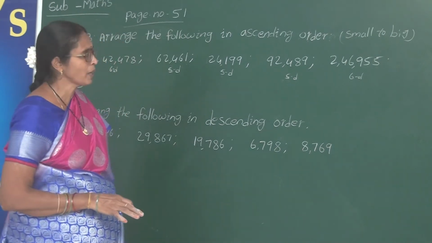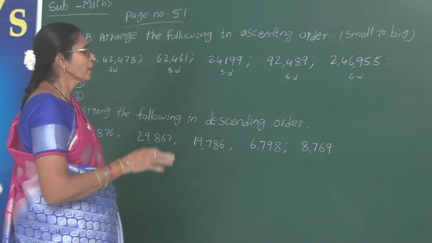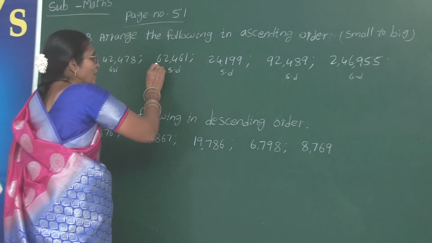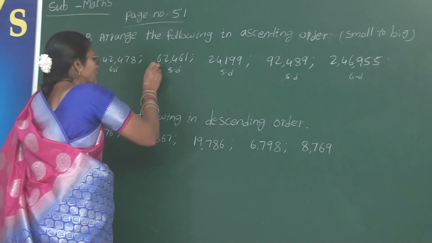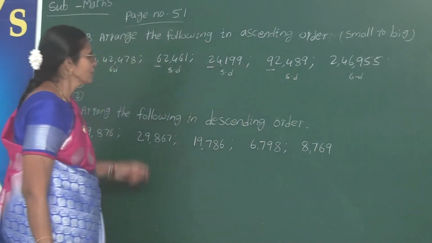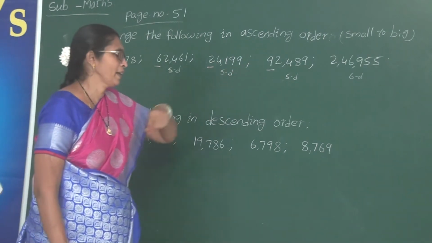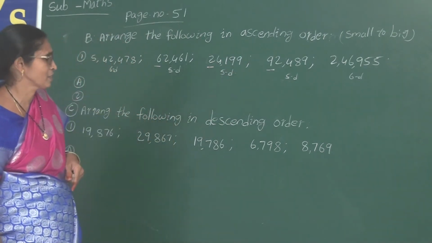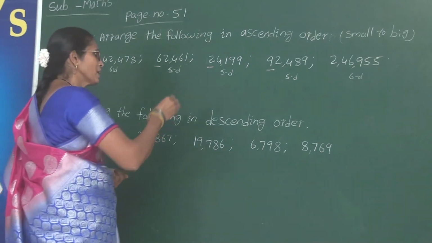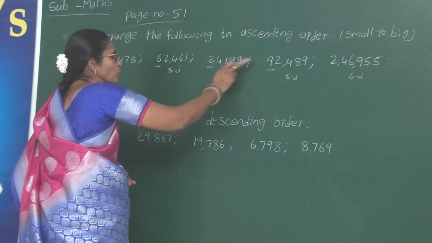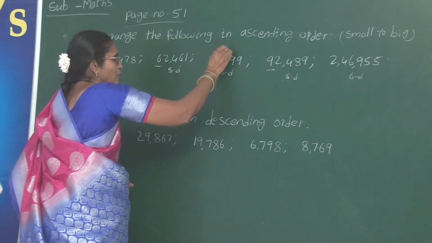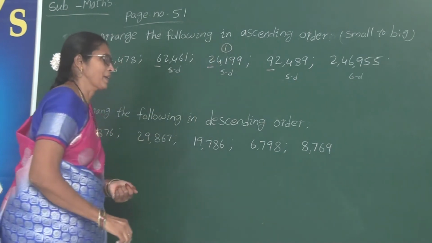How will we find the smallest one? We want to check the left side digit. So here, what is the left side digit? 6, 2 and 9. The left side digit is this. In these 3, which is the smallest one? 6, 2, 9. So 2 is the smallest. That's why this one comes in first place.